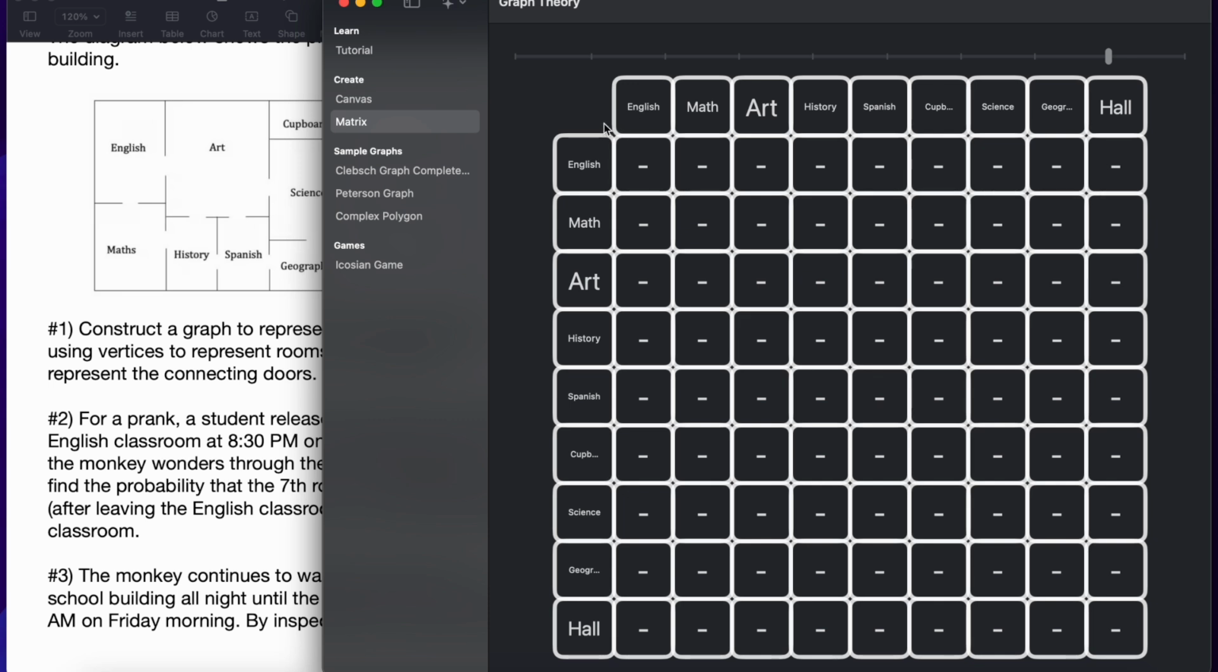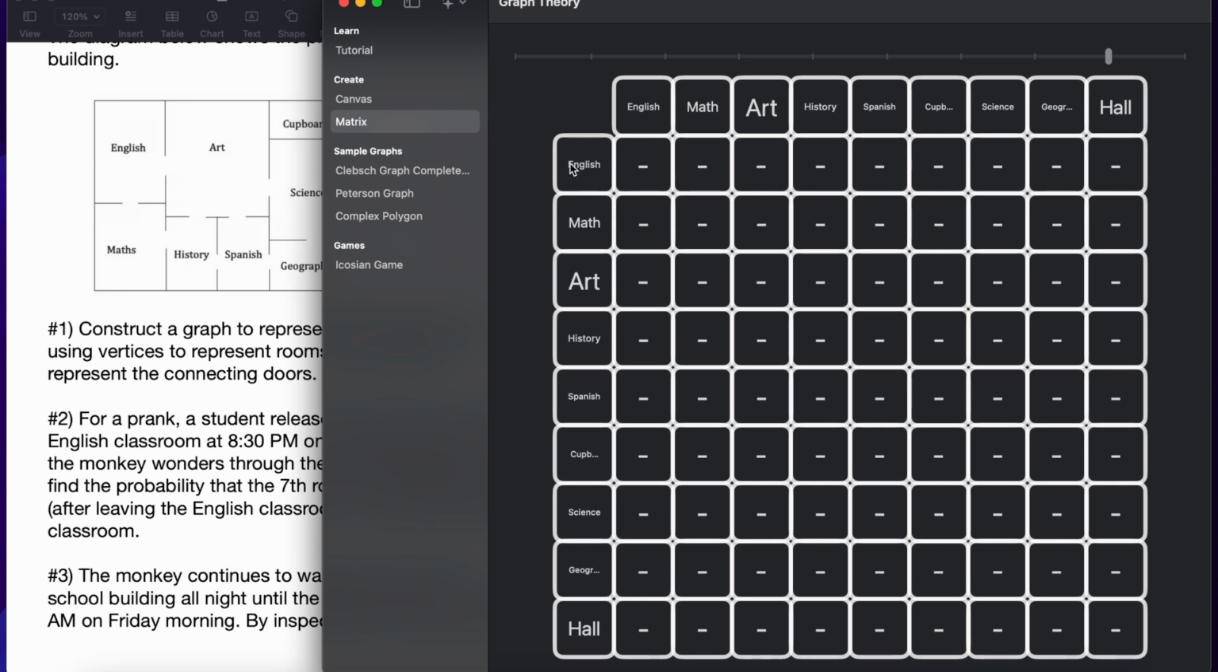When you're dealing with the transition matrix for a graph, it's important to keep in mind that the rows of the matrix represent your starting vertex, and the columns of the matrix represent your ending vertex, or your ending step after one move. So in this case, the weights of the transition matrix are the probabilities of moving from one room to an adjacent room.